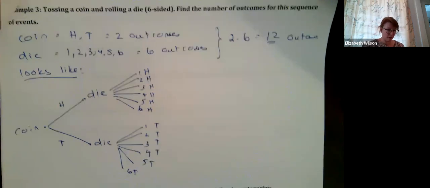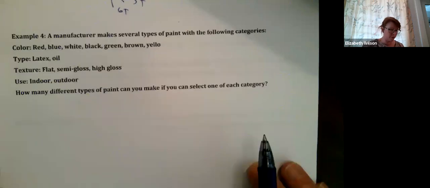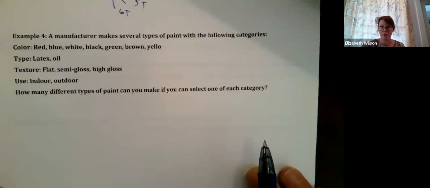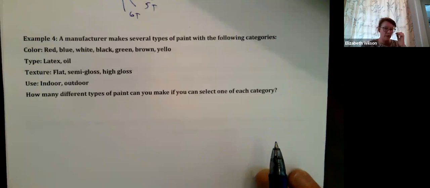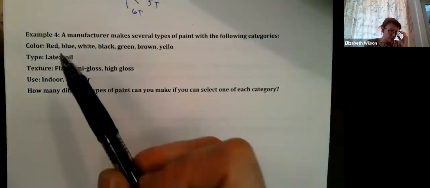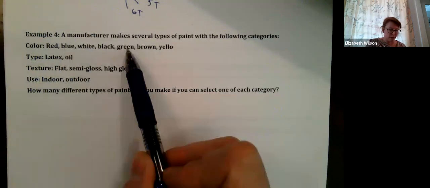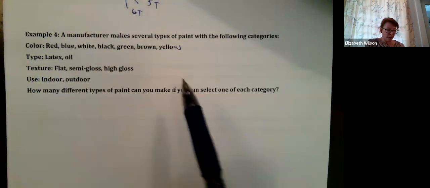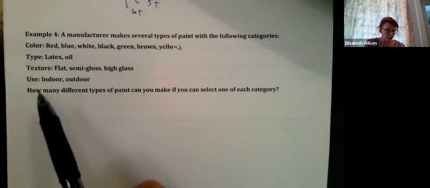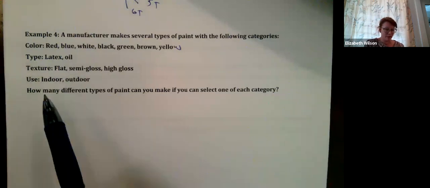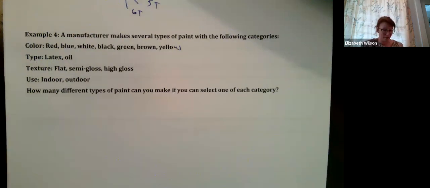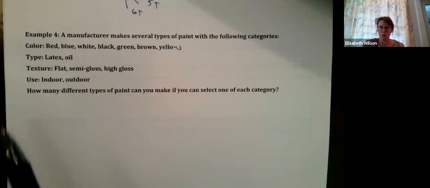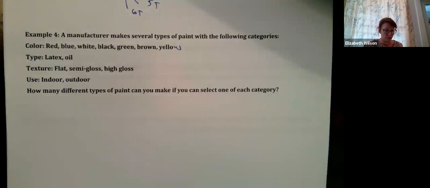All right, so example 4 says we've got different types of paint. Like if you ever go into a paint store, you can get all these different colors. We've just limited it to red, blue, white, black, green, brown, and yellow. Oops, there's a W on our yellow. I can get a type, latex or oil. The texture can be flat, semi-gloss, high gloss. We didn't even include the matte, right? The usage could be indoor or outdoor. It can be overwhelming sometimes when you go into a paint store because there are so many choices and combinations, right?